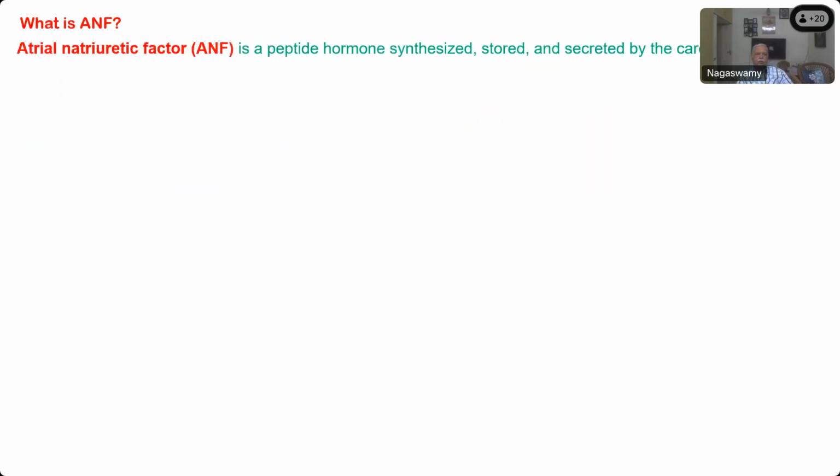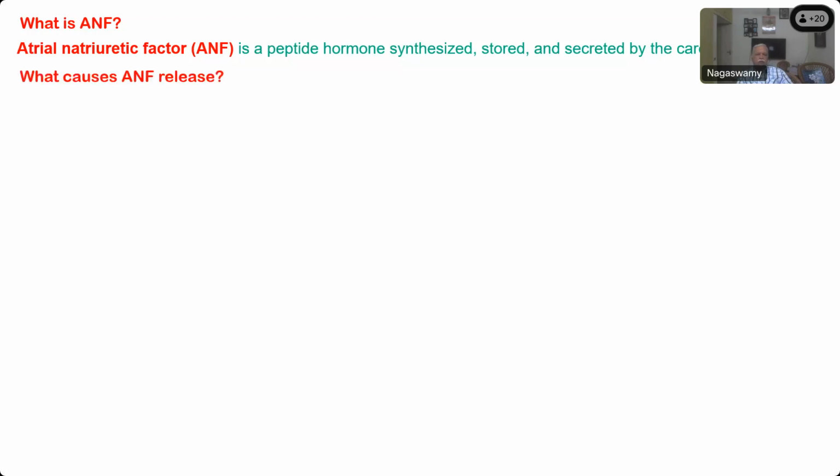What is ANF? Atrial natriuretic factor. This is the fourth hormone which acts on the kidney. It is a peptide hormone synthesized, stored and secreted by the atrium of the heart, the cardiac atria. So it is prepared there.